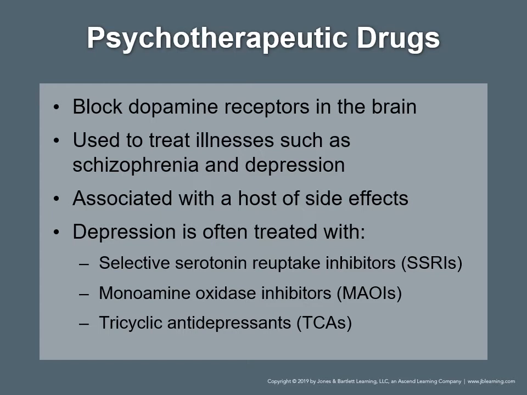sedation, and sexual dysfunction. Depression is often treated with selective serotonin reuptake inhibitors, or SSRIs, and monoamine oxidase inhibitors, MAOIs. SSRIs and MAOIs block the metabolism of monoamines in the brain. Tricyclic antidepressants, or TCAs, are still occasionally used, but their popularity is waning.